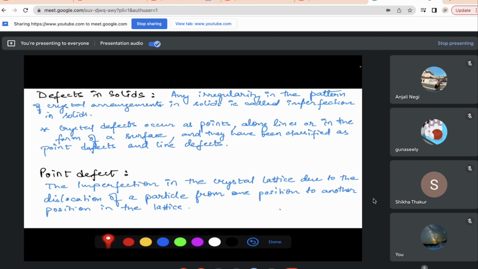Defects in solids are any irregularity in the pattern of crystal arrangement in a solid, and this is called imperfection in solids or defects in solids. Crystal defects occur as points, along lines, or in the form of a surface, and they have been classified as point defects and line defects. So we are focusing on point defects. Point defects are imperfections in the crystal that are due to the dislocation of a particle from one position to another position in the lattice.